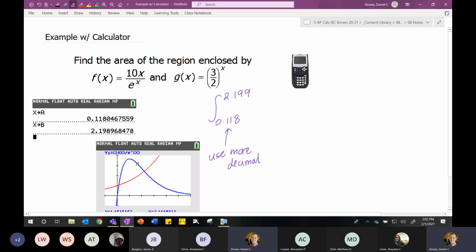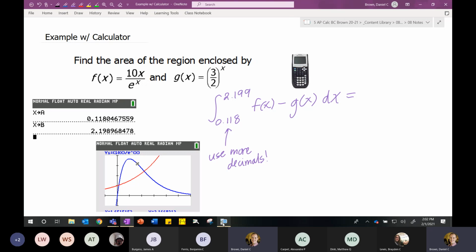But if I'm just writing an answer down, what I'm writing down just needs to be exact in 3 places. The top function was this one. You can either write 10x over e to the x, or since they named it as f of x, you can just put f of x. What's the bottom function? You can either write 3/2 of x, or you can just write g of x since they named it that. dx, and then we're just going to use our calculator to find that definite integral, because we actually can't do that one by hand.